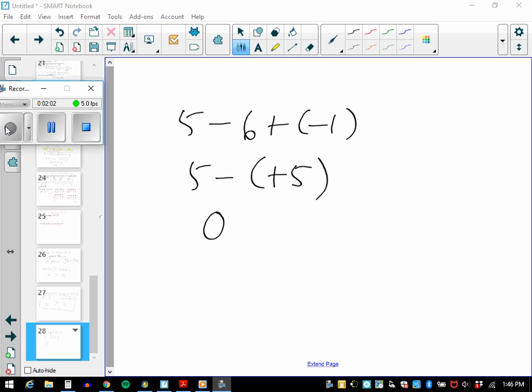Addition, subtraction is one step, so therefore it's false. They should have subtracted first to get -1. Sorry, and a -1 plus a -1 would be -2. That should be your correct solution.